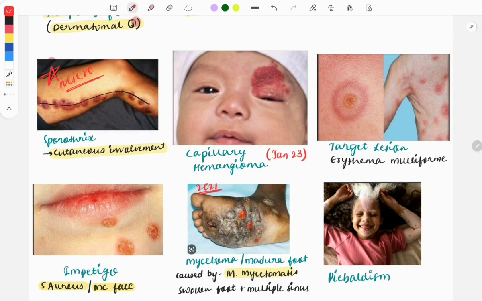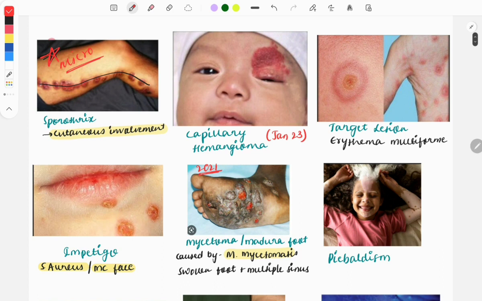In the next image you can see here the capillary hemangioma. It is a benign tumor involving the eyelid, as you can see here, and this image was given in the recent January 2023 exam. They just gave the image and asked you to make the diagnosis. So it was capillary hemangioma.